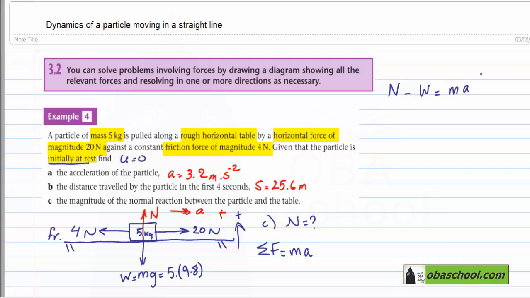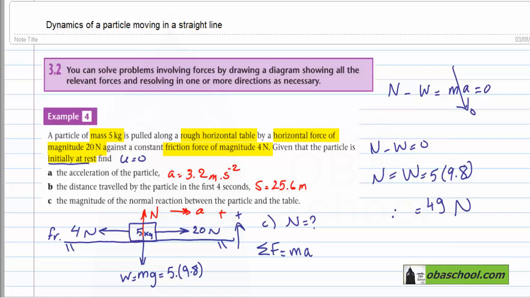Since there is no motion and thus no acceleration along the y-axis, then a is equal to 0, and thus ma is equal to 0. Then N, the normal reaction, minus W is equal to 0. Then N is equal to W after moving minus W to the right side. So N is equal to W, that's equal to 5 multiplied by 9.8, which is equal to 49 newtons. Thus the normal reaction is 49 newtons.